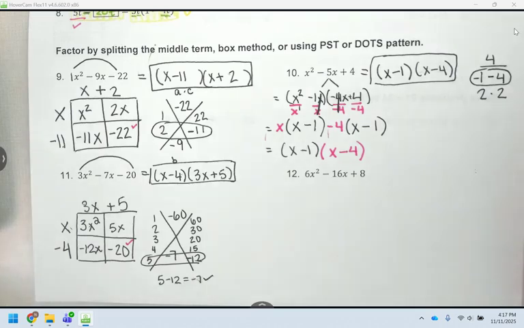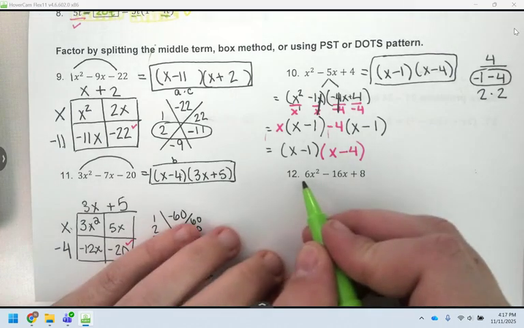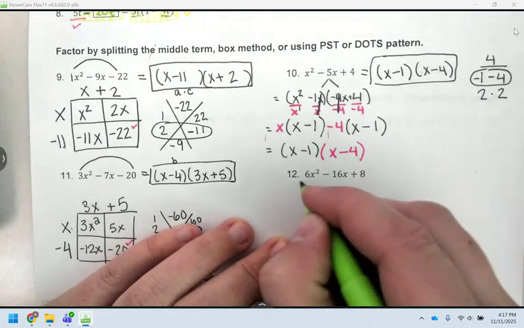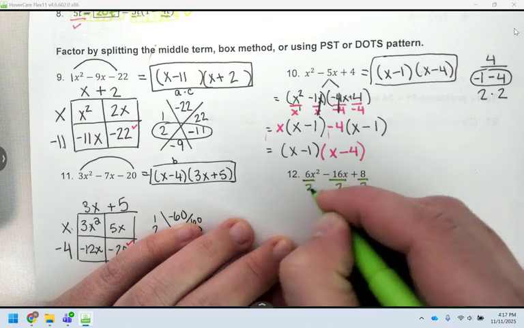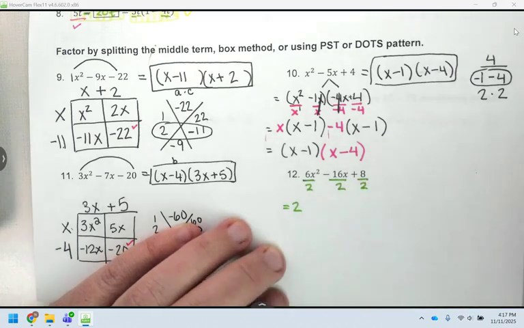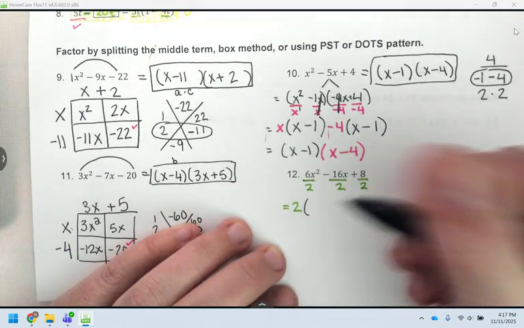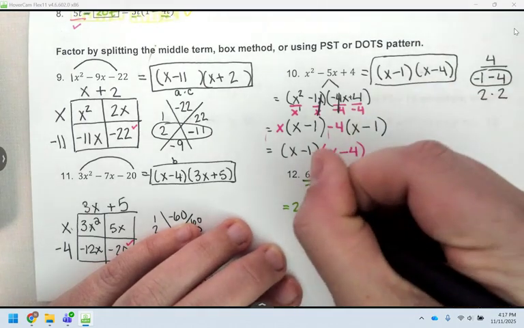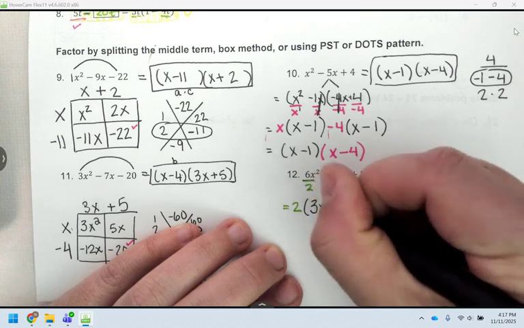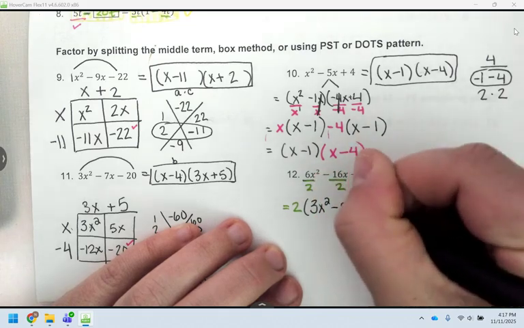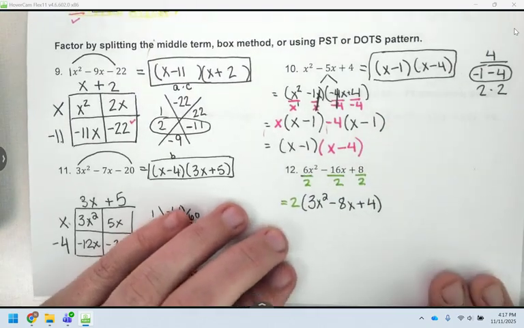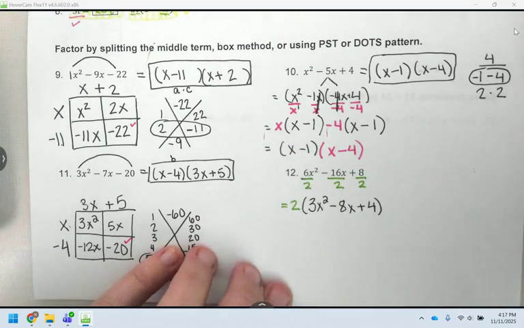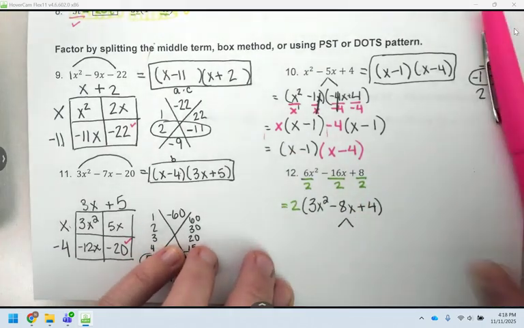All right, let's look at this one. We'll do this one by splitting the middle term. But first, 6 and 16 and 8 can all be divided by 2. Let's see what we're left with once we take out that factor of 2. 6 divided by 2 is 3. 16 divided by 2 is 8x. 8 divided by 2 is 4. Okay, this is going to be the one that we are splitting.